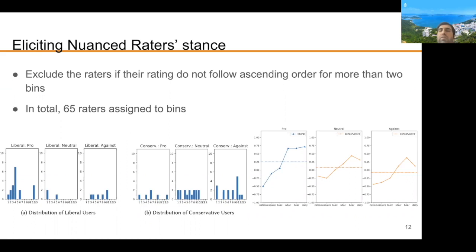Similarly, we also use the average method, again, to see the differences in the average across different spectrums. We only show this for 65 raters that have been assigned to the bins. In this way, we show that asking the relative question actually can help us to differentiate the raters among themselves and also get the consistent rating of the news articles.